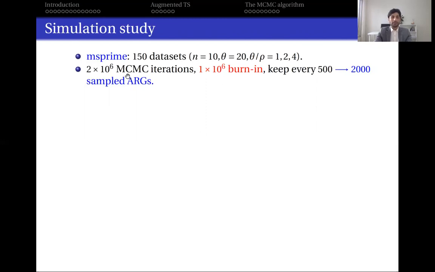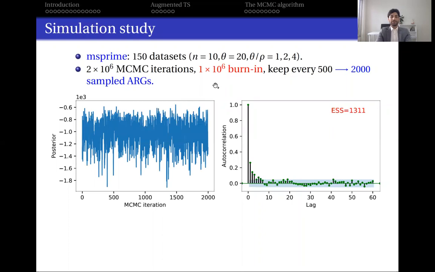And then we run the algorithm for 2 million iterations, discarded 1 million of them, and kept every 500th sample, resulting in 2,000 sampled ARGs. Here I was highly cautious by discarding 1 million of 2 million, but hopefully it would be about 20% of all iterations in practice. So first, let's check the convergence.